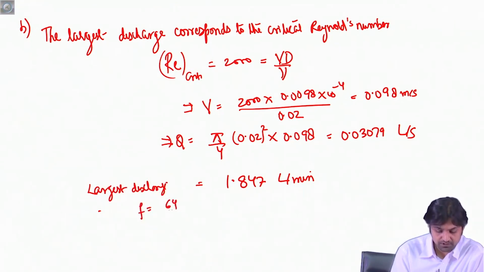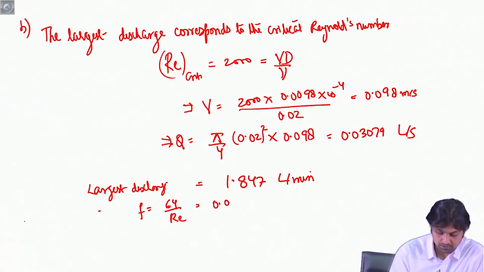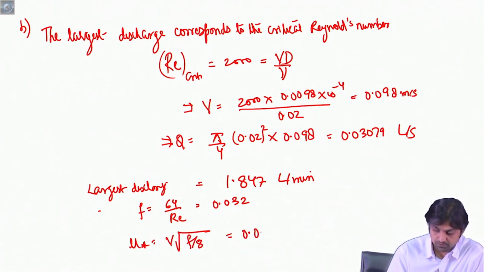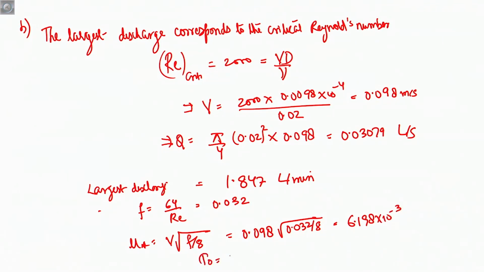Also, f can be written as 64 by Re, which comes to 0.032. So u star can be calculated as V under root f by 8. V is 0.098. We have already found out f was 0.032, divided by 8, or 6.198 into 10 to the power minus 3. Similarly, tau naught will be rho u star square, which we have calculated, and it will come out to be 0.0383 Pascal.